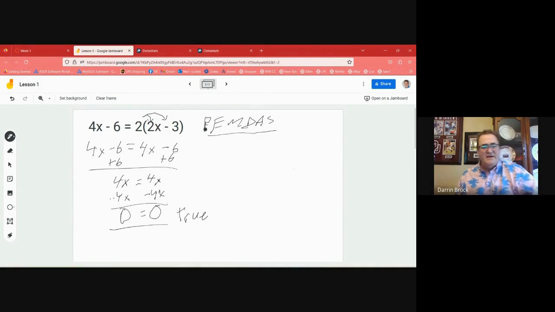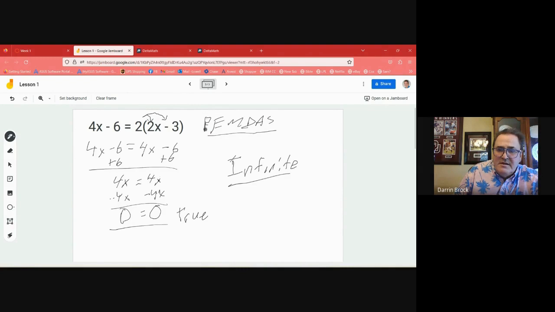No matter what x value is, the x disappeared. All we have left is 0 equals 0, which is a true statement. So that means that this has infinite solutions. Every x would work in this problem. Every x. Let's give us a little room to work here.